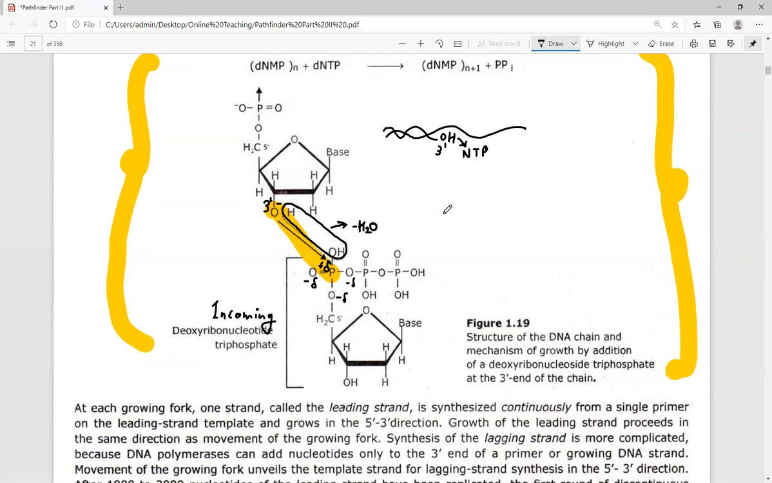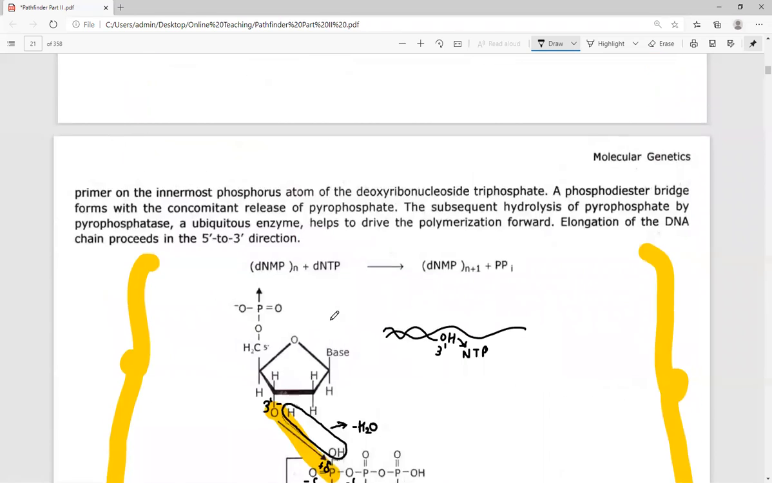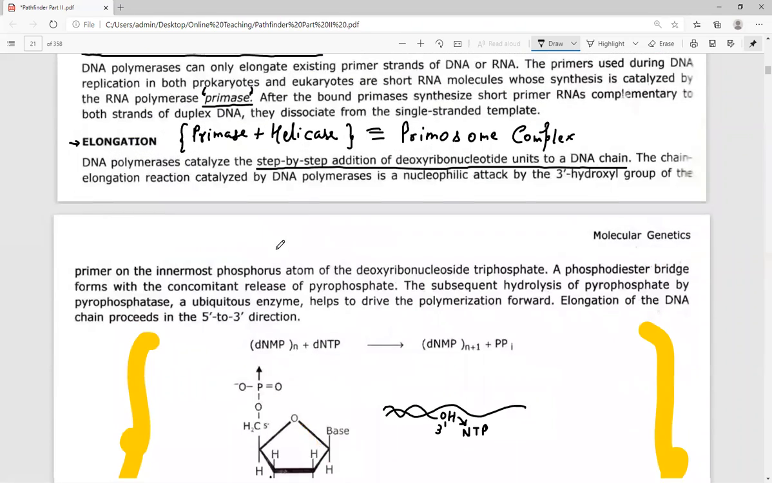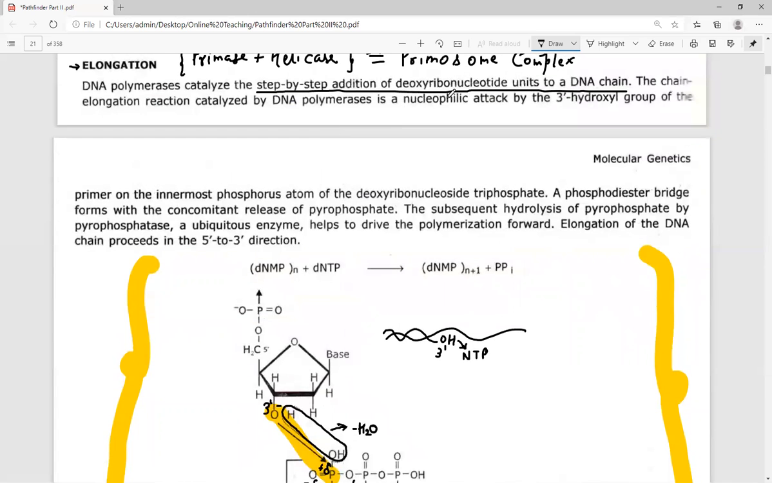Okay. This is how elongation takes place. This is the manner by which elongation actually occurs. So, elongation refers to a step by step addition of deoxyribonucleotides to the chain. The chain elongation reaction catalyzed by the enzyme DNA polymerase is a nucleophilic attack of the 3' hydroxy group of the primer on the innermost phosphate of the incoming nucleotide. Okay, next.